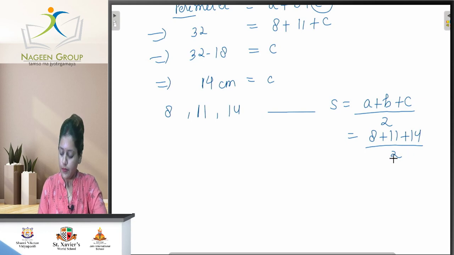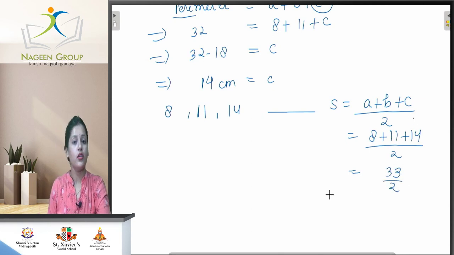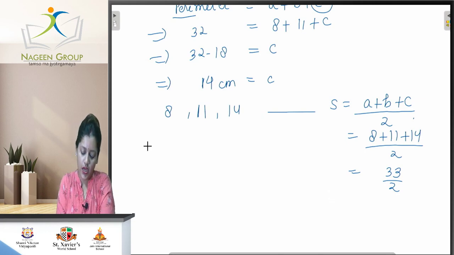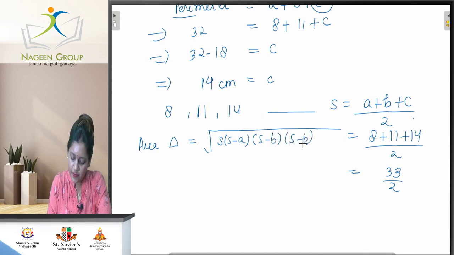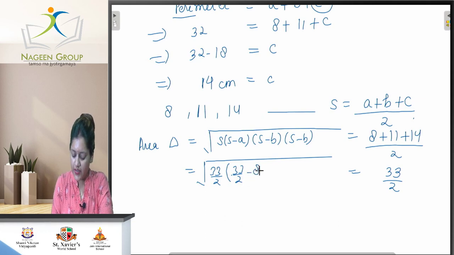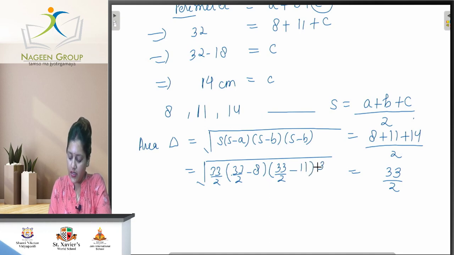Sorry, that is 8 plus 11 plus 13, which is 32 by 2. Now you have to use Heron's formula. So the area of a triangle is under root S minus A, S minus B and S minus C, equal to under root S, that is 33 by 2, times 33 by 2 minus 8, 33 by 2 minus 11 and 33 by 2 minus 14.